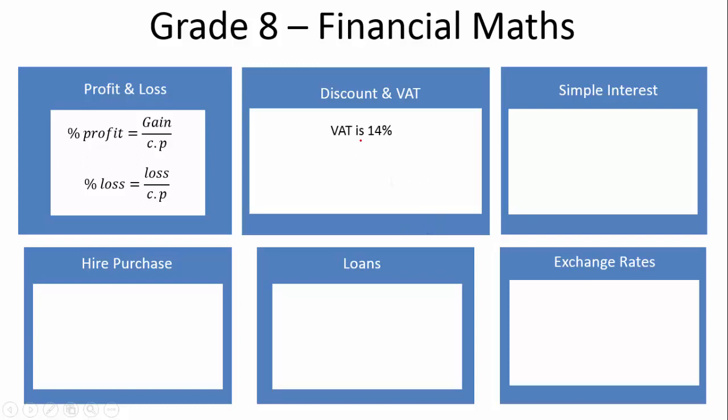So now we can add the equation where we can add VAT at 14% in South Africa always. And the selling price including VAT is equal to the selling price before VAT plus the VAT. Well done. Now we're going to move on to simple interest.